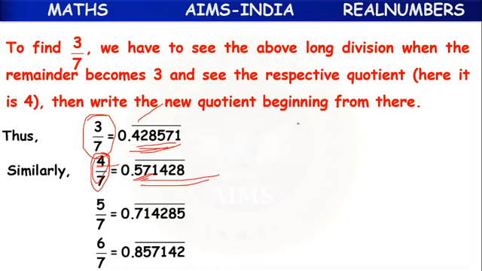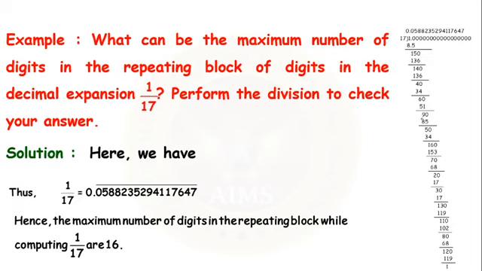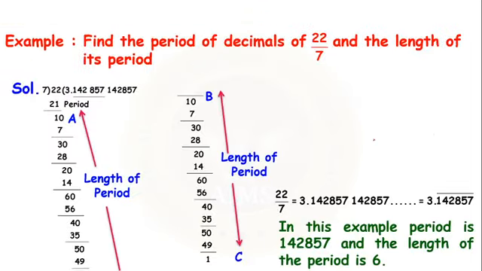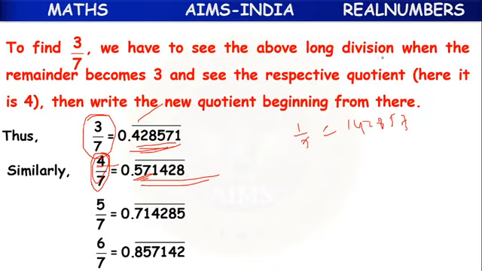Means actually in 1 by 7 we have 1, 4, 2, 8, 5, 7, 1. Sorry, 5, 7. Up to 5, 7 only. This is the recurring part of 1 by 7.